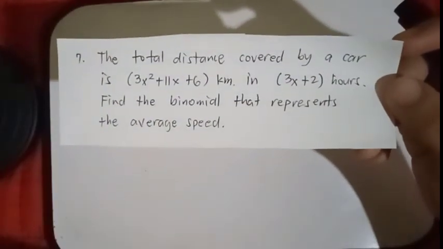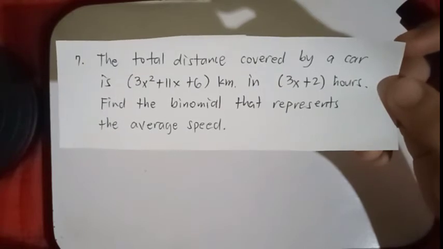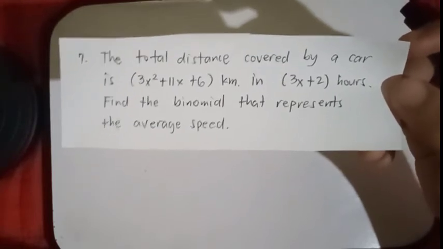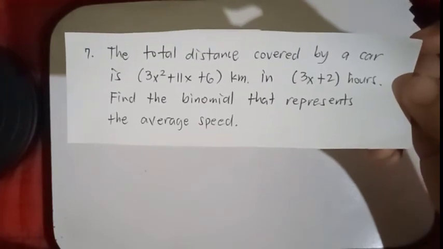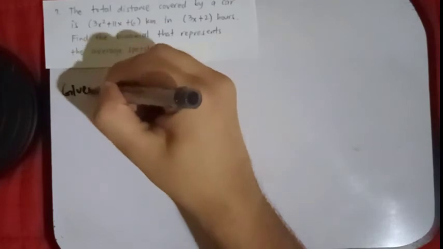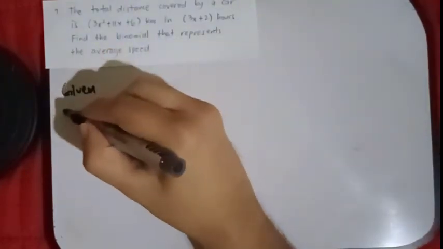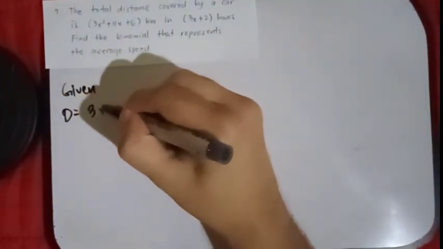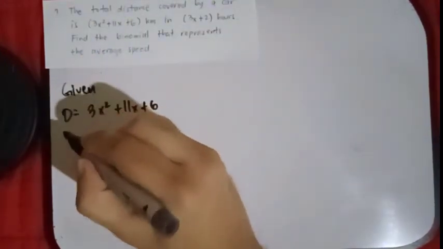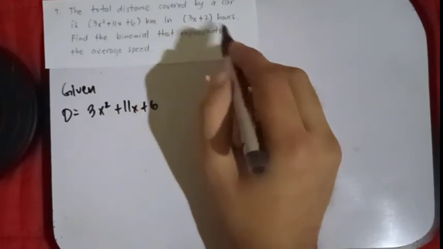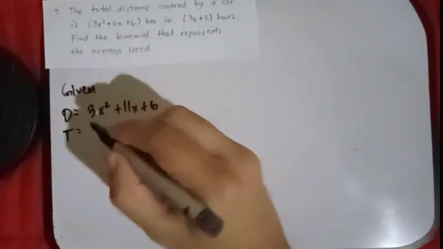Number 7. The total distance covered by a car is 3x squared plus 11x plus 6 kilometers in 3x plus 2 hours. Find the binomial that represents the average speed. Okay, so let's write the given first. The distance is 3x squared plus 11x plus 6, and 3x plus 2 hours is the time.